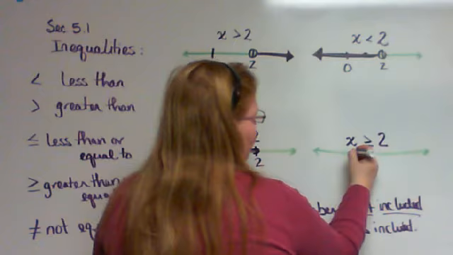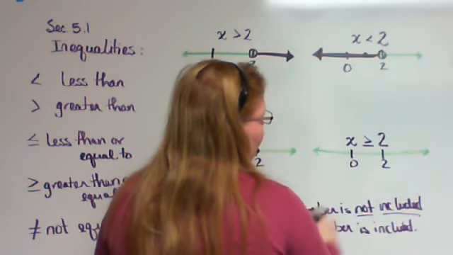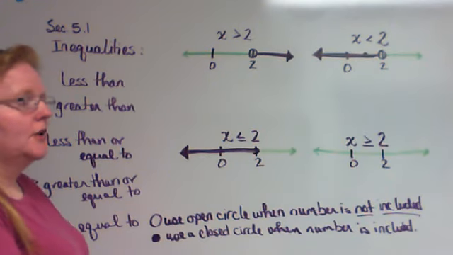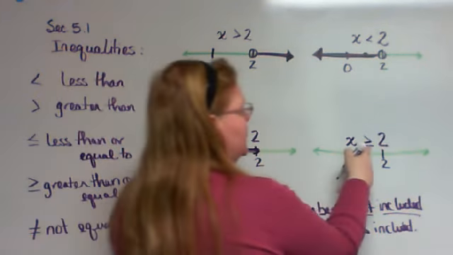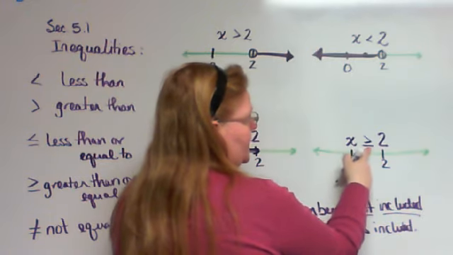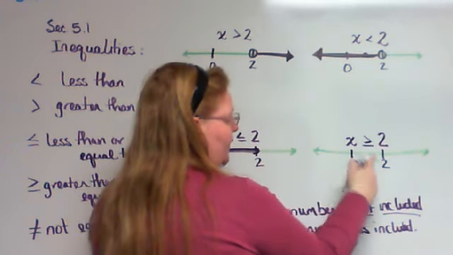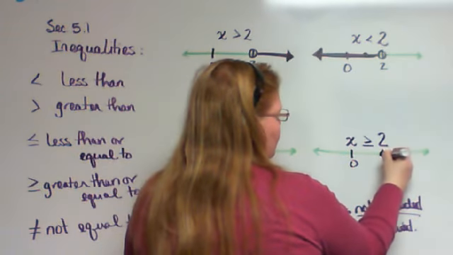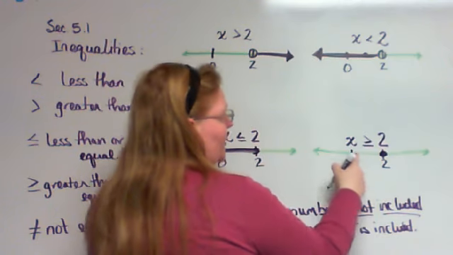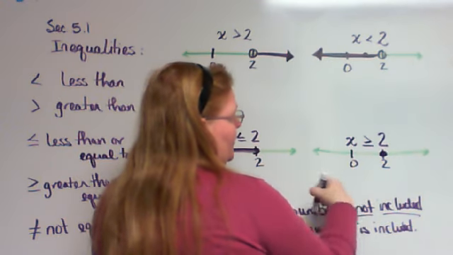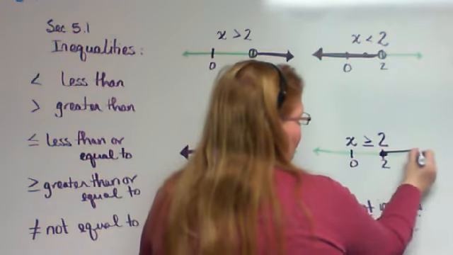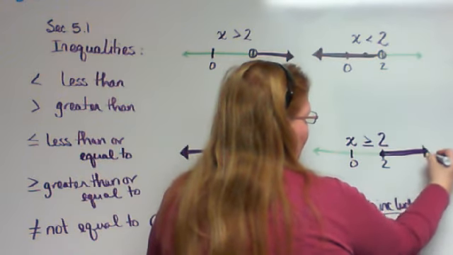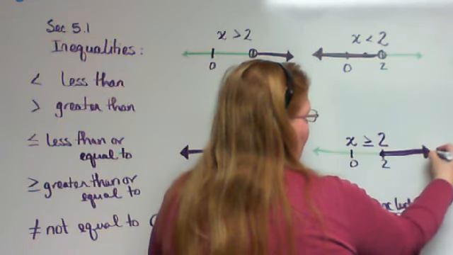For this one, I got my 0, I got my 2. Is it going to use an open circle or a closed circle? It's going to be closed because it's got that little line underneath that says equal to. When it has that little line underneath, that's when it is included. That's when you get the closed circle. And this time I want all the numbers that are going to be greater than or equal to 2. So that means all the numbers on this side where they're bigger. Including my arrow.